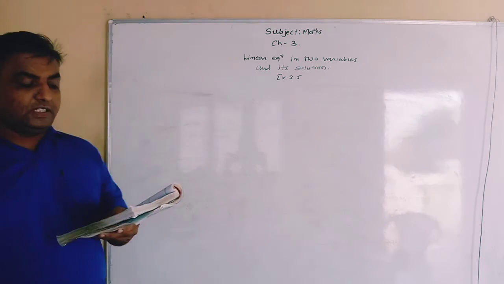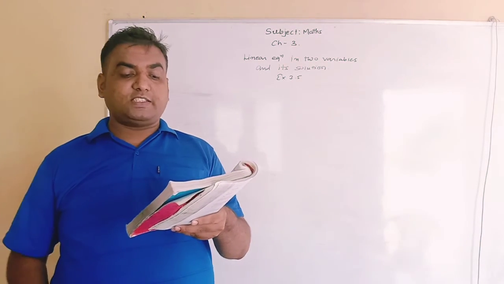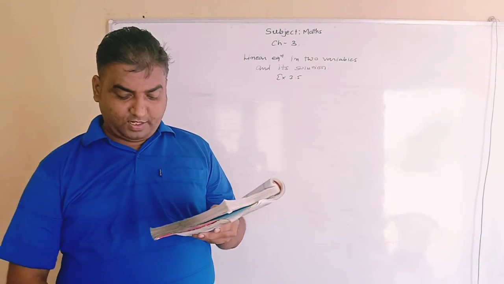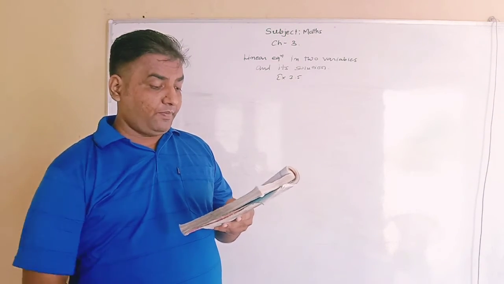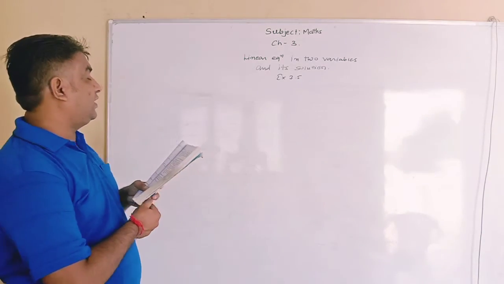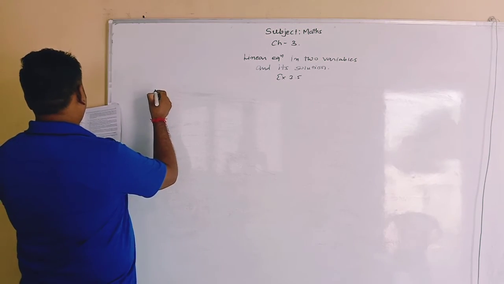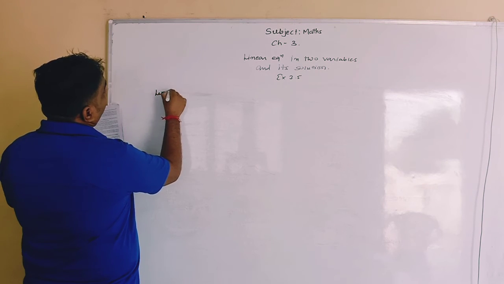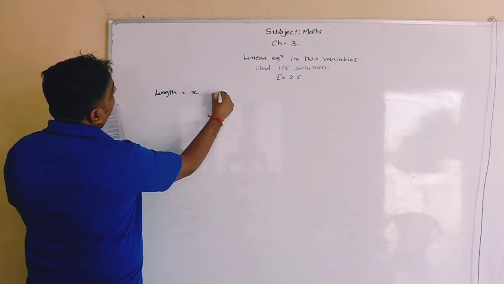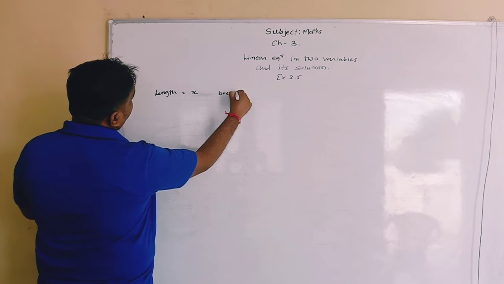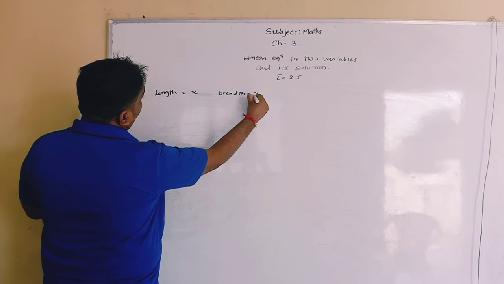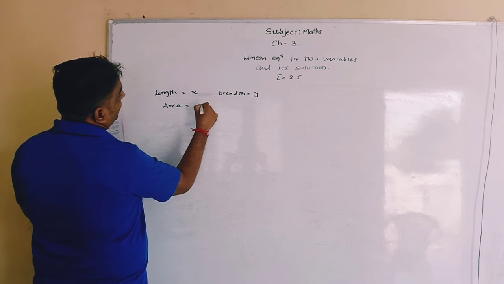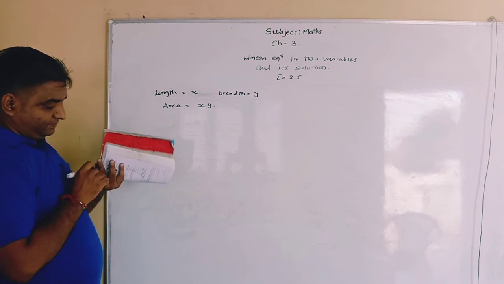Now question 5 is given: the area of a rectangle gets reduced by 9 square units if its length is reduced by 3 units and breadth is increased by 3 units. So here we take the length of the rectangle equal to x and the breadth of the rectangle equal to y, and so area equals length into breadth, that means x into y.